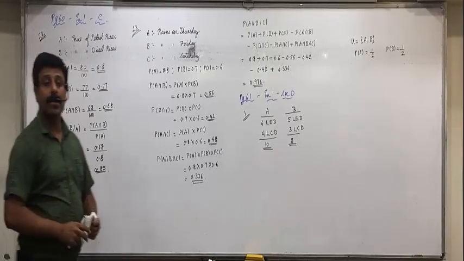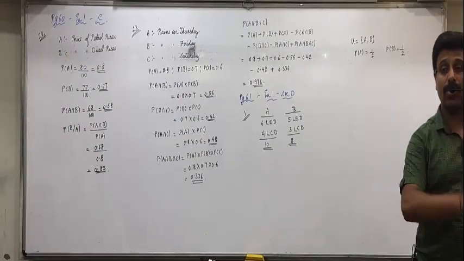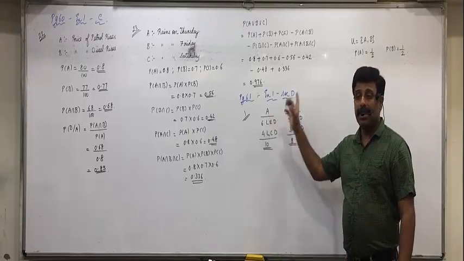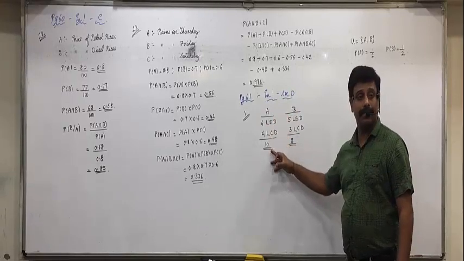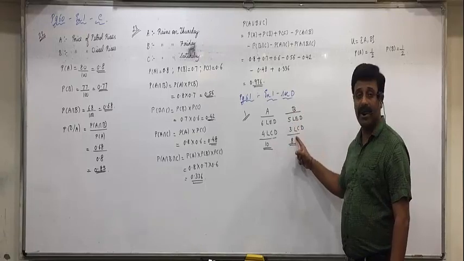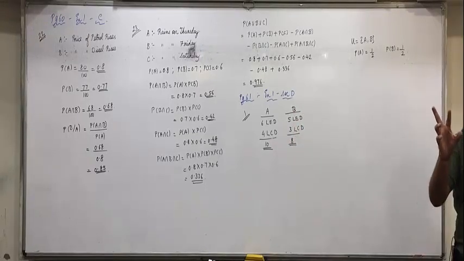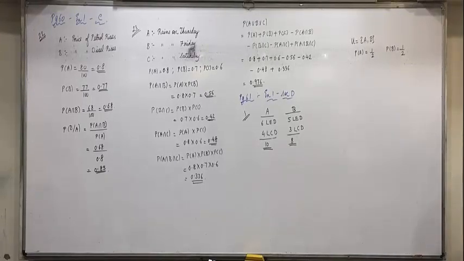Once again, is the selection of television dependent on the selection of store or not? Because if you select store A, then the probability of selecting the television will be different. And if you select store B, then the selection of television's probability will be different. So the second event is dependent on the first. Okay. Now find the probability that it is an LCD television.